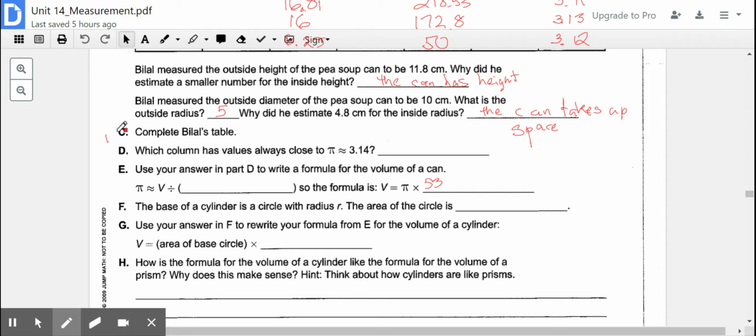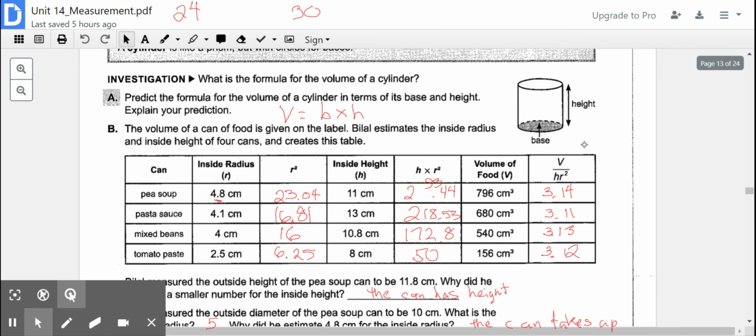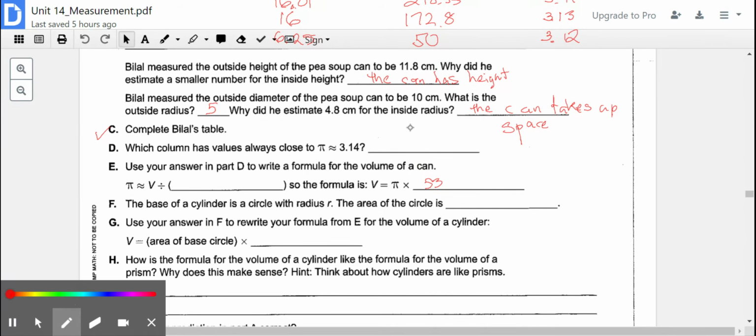Now, we've already done the table. Which column has values always close to pi, which is about 3.14? So if I take a look back at the table here, I can see volume divided by the height times the radius squared is very close to pi all the time. Okay, so that was volume divided by the height times the radius squared.